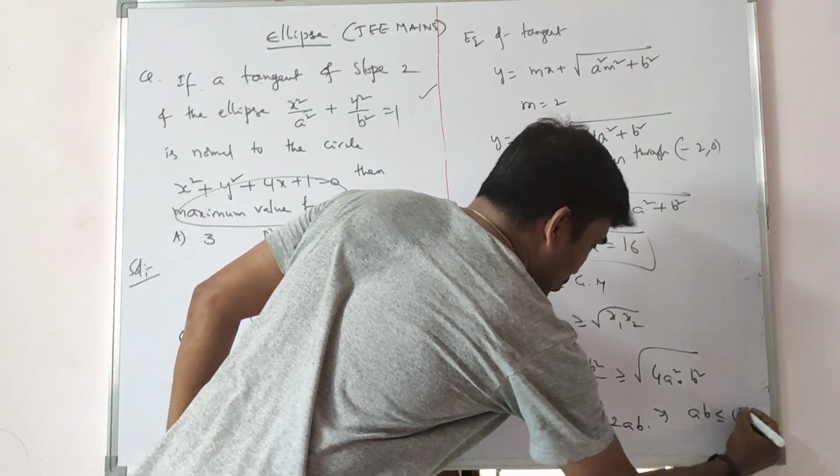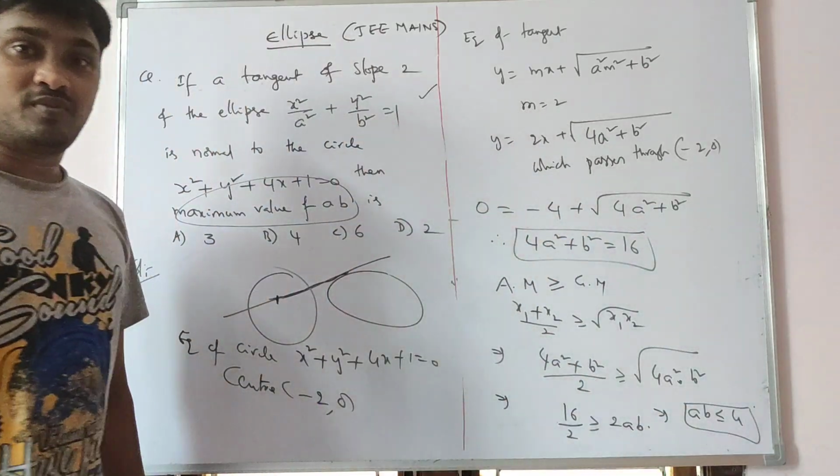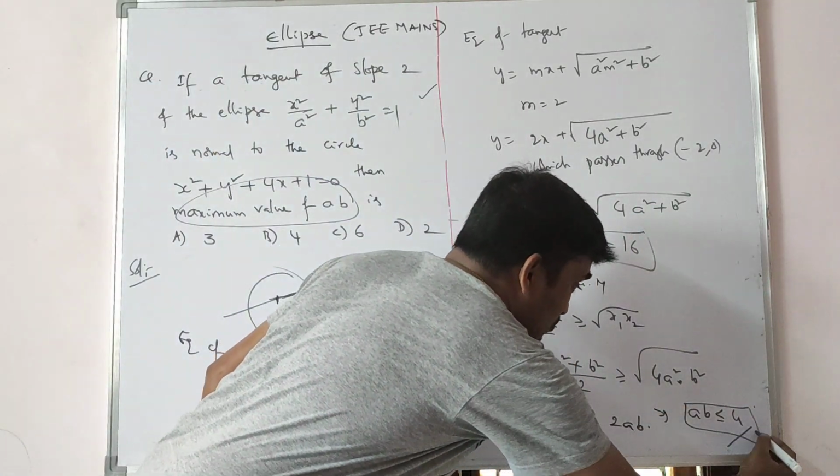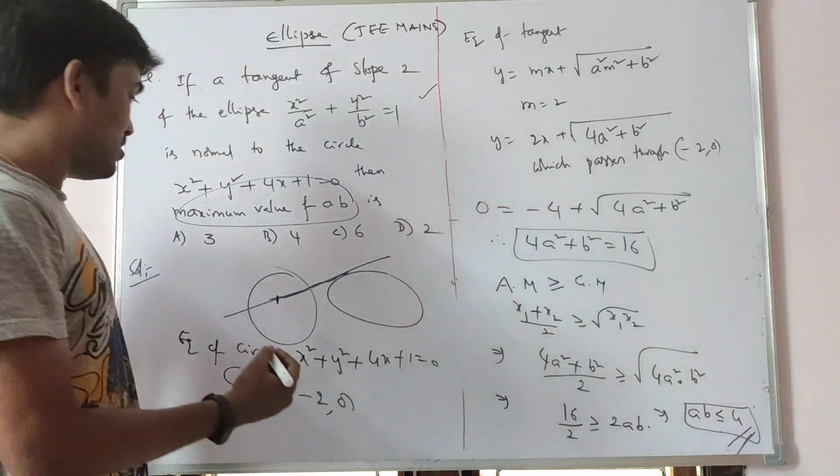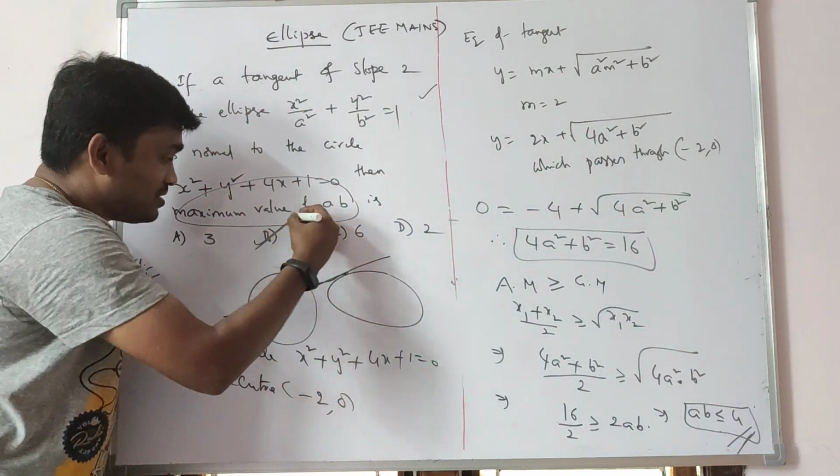Now ab is less than or equal to 4. Now what is the maximum value of ab? 4. So what is the option? B for both.